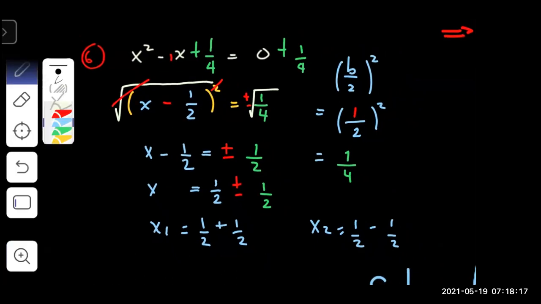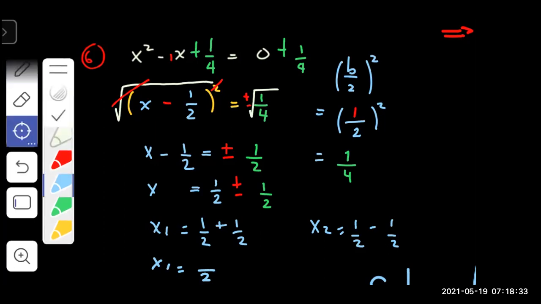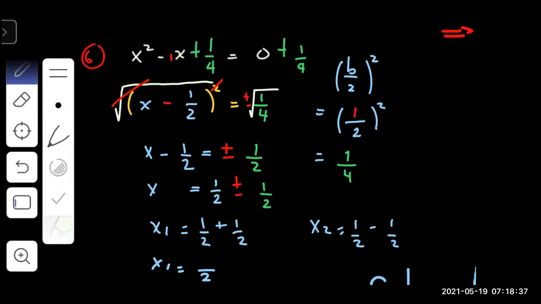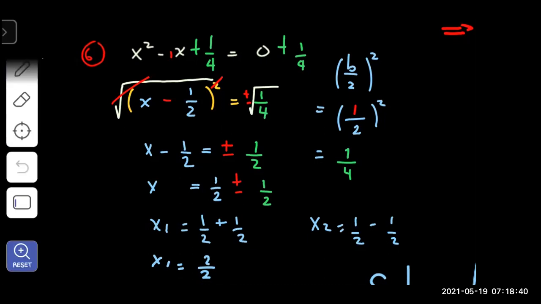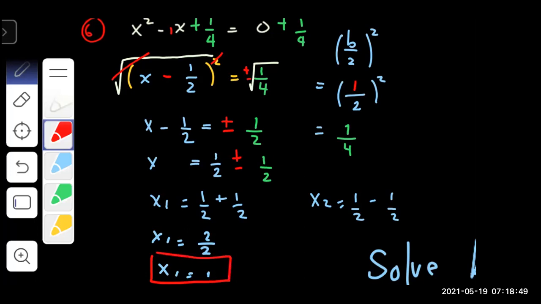Now let's simplify this and see what the solutions are. So x1, the final solution. What is 1 half plus 1 half? We have the same denominator. We copy the denominator. That is how we add fractions. We copy the denominator and add the numerators. 1 plus 1 is 2. But 2 divided by 2, guys, is 1. Okay, and that is our first solution. X equals 1.